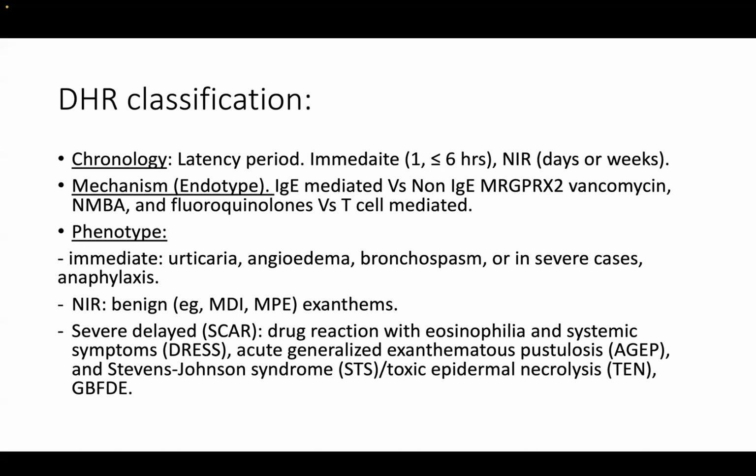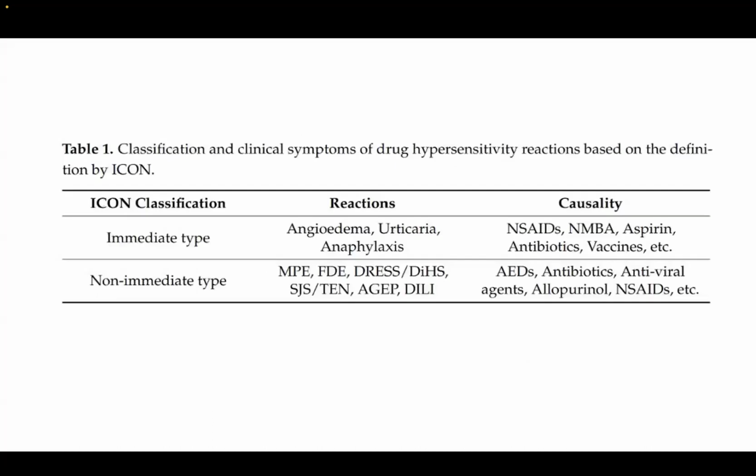But if the patient had only maculopapular eruption or morbilliform eruption, this goes with a delayed reaction and also most likely a T-cell mediated benign reaction. So we have the chronology, immediate or delayed, the mechanisms, and the phenotype. And then I should determine what kind of reaction the patient has. Based on the classification of the international consensus for drug allergy, the immediate type and non-immediate type is the main classification based on the chronology, as we mentioned.